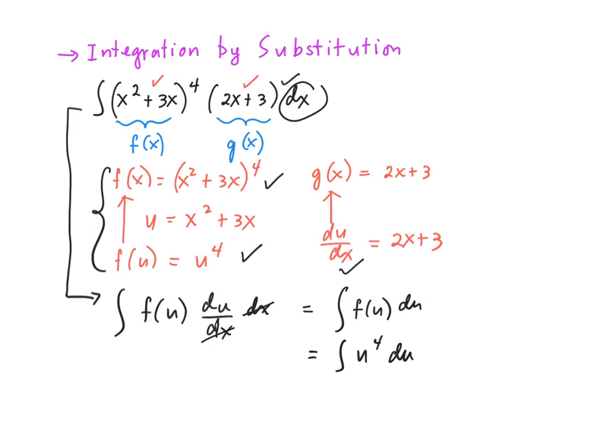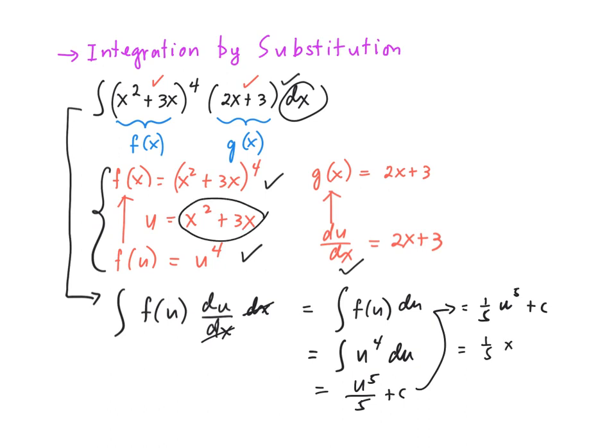From the previous lesson, we learned that the integral of u to the fourth is just u to the fifth divided by 5 plus c, which we could write as 1/5 u to the fifth plus c. And now the last step would just be to put u back. So that's 1/5. u is x squared plus 3x, so that's 1/5 times x squared plus 3x to the power of 5 plus c, and this is the integral of this.